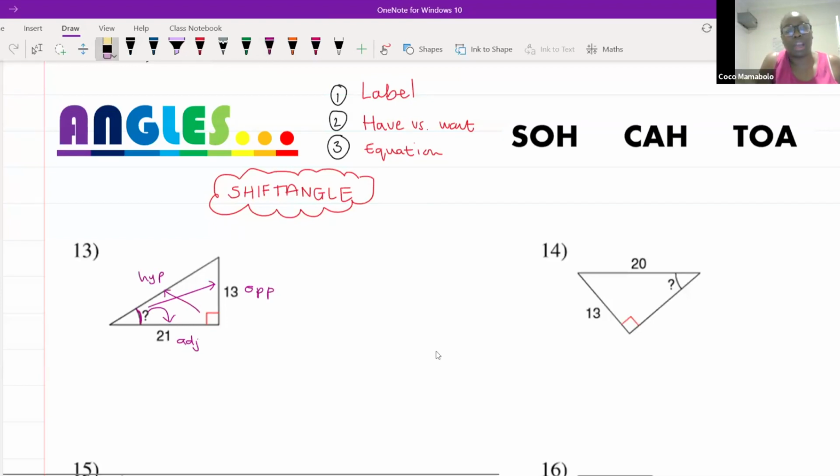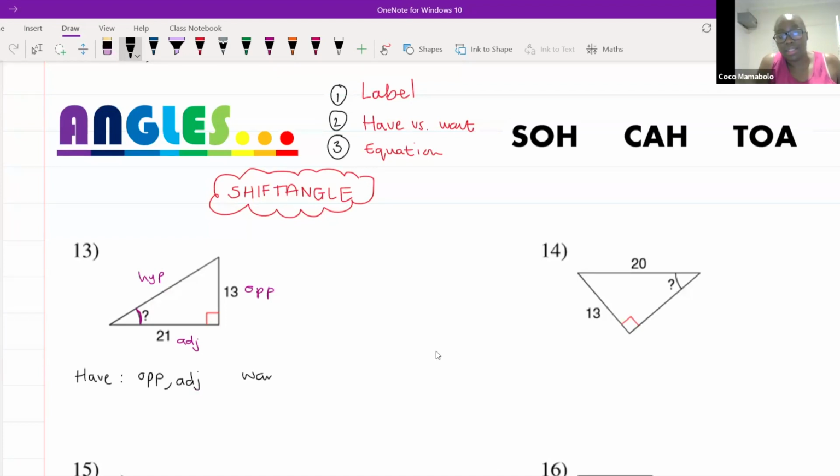Now, I know that I want the angle, but we still need to look at what we have versus what we want. What do I have? I've got the opposite side and I've got the adjacent side. What do I want? I want the angle. We can call the angle theta, right? So I already know that I'm going to have to click shift angle. Okay, so if we look at SOHCAHTOA, I know that I've got opposite and adjacent. We're going to use tan.